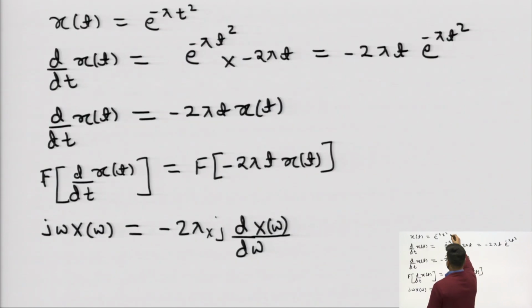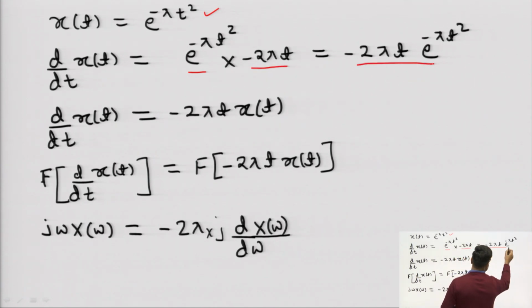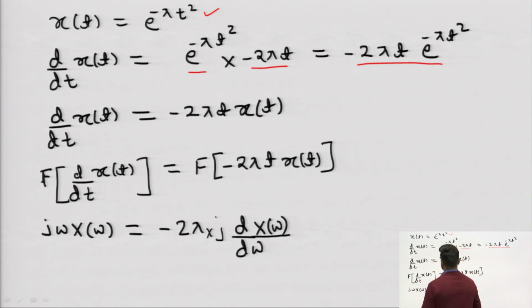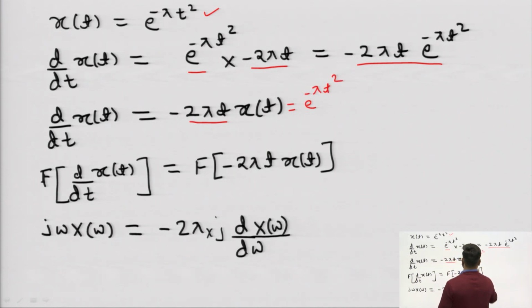x of t is e to the power minus pi t square. This is the Gaussian signal in mathematical form. When we differentiate it, we get minus 2 pi t e to the power minus pi t square as the differentiation of the Gaussian signal, or we can write it as minus 2 pi t x of t, because x of t was e to the power minus pi t square.